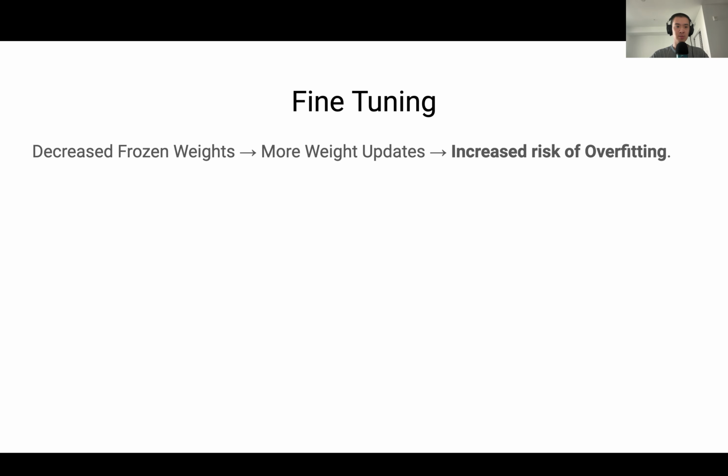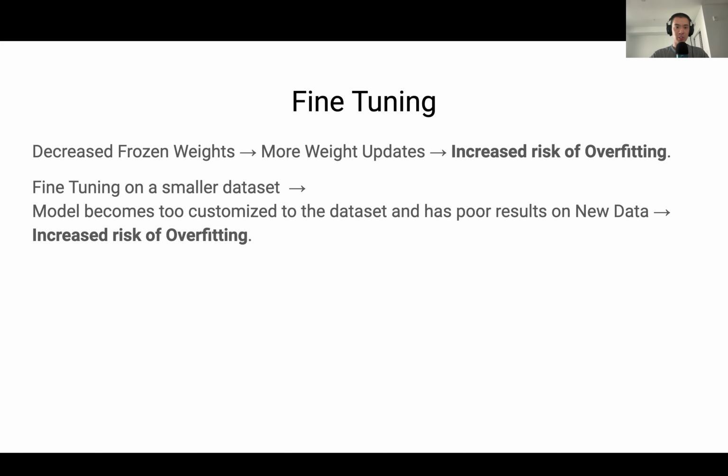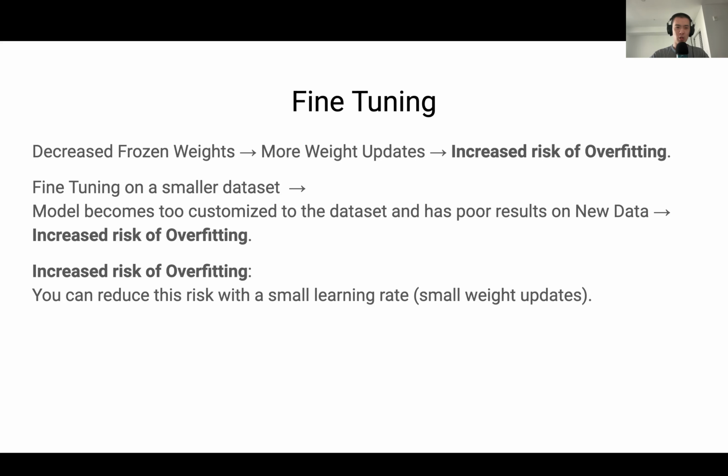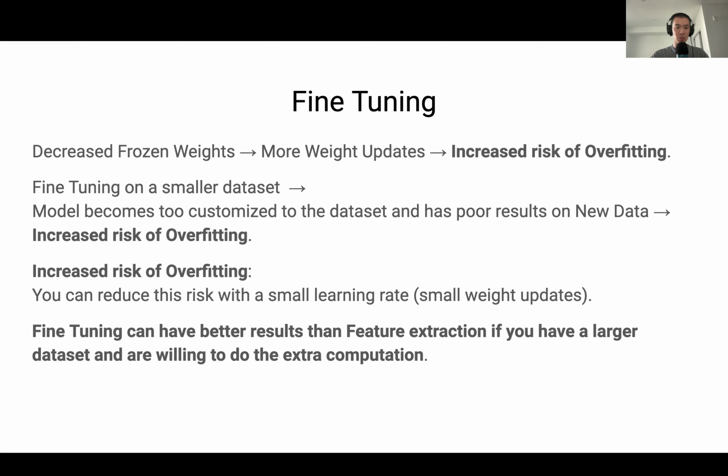So in fine tuning, there are decreased frozen weights, more weight updates, which means an increased risk of overfitting. And if you do fine tuning on a smaller dataset, model becomes too customized to the dataset and has poor results on new data. So there is an increased risk of overfitting. One way you could reduce this risk is with a small learning rate, which means small weight updates. What I want you to focus on is this. Fine tuning can have better results than feature extraction if you have a larger dataset and are willing to do the extra computation.